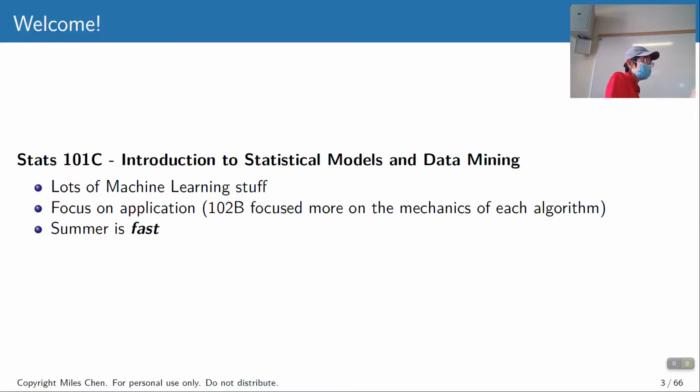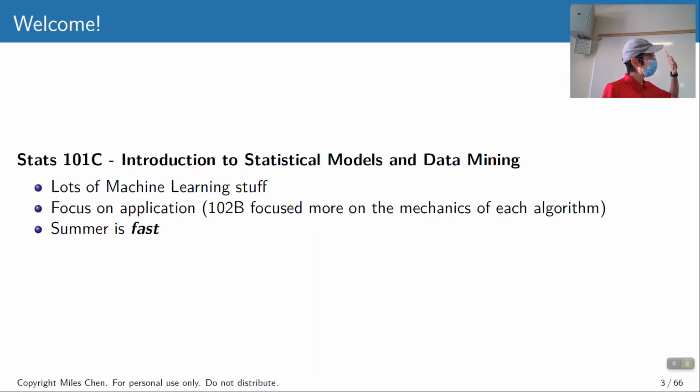What is this class about? It's a lot of machine learning. This whole idea of statistical learning, statistical models, data mining. This is a lot about extracting information and ideas from your data. We're going to be applying a lot of machine learning algorithms. There's a lot of overlap between this class and 102B. I taught Stats 102B, and there's a lot of machine learning stuff.